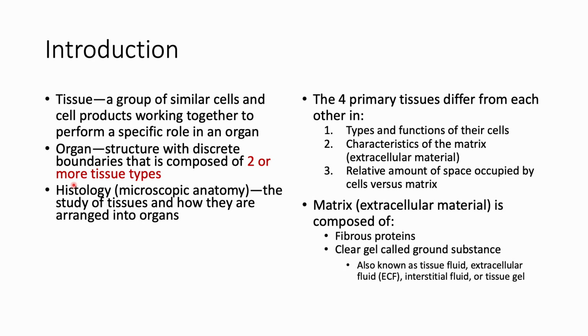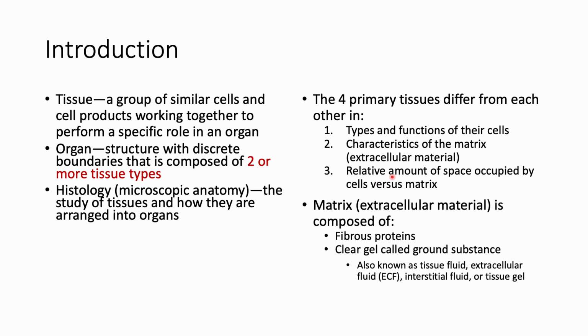So this lab we're going to learn about our different tissues. We're also going to do a lot of histology. What is histology? Microscopic anatomy, which is the study of tissues and how they are arranged into organs. We're going to learn about our four different tissue types, and we're going to see there are different types and functions when it comes to their cells. They have a matrix and they have different amounts of space between their cells.